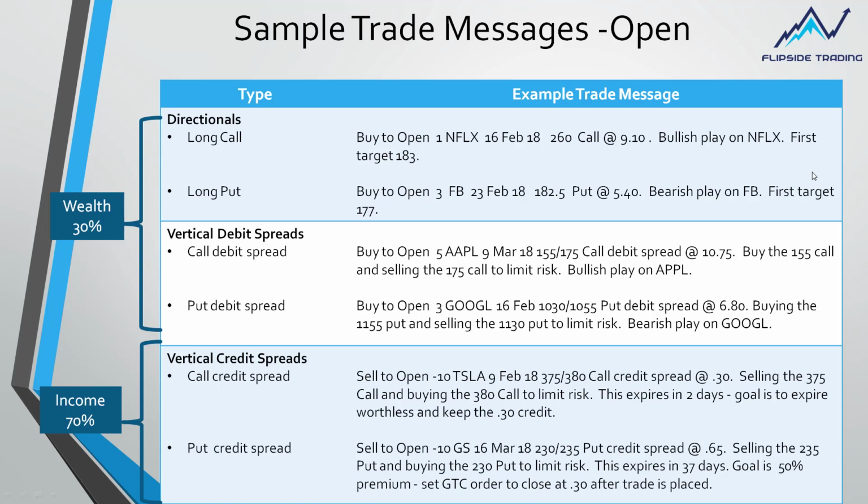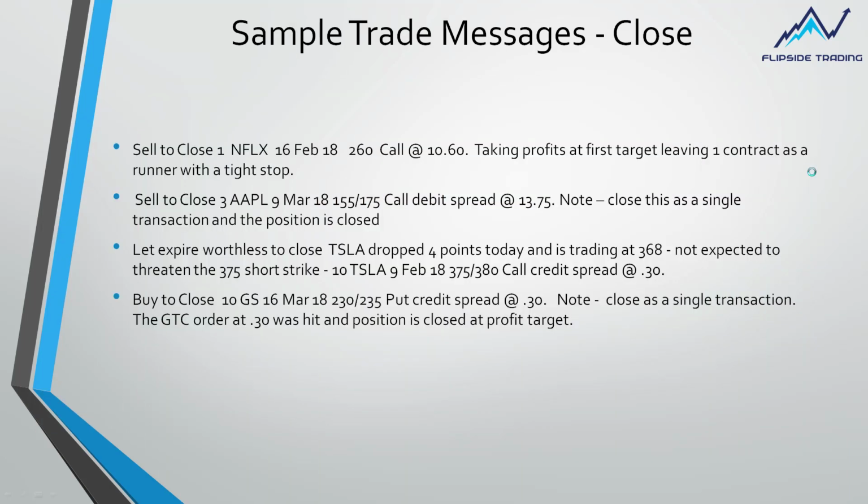All right. Besides opening trades, you also have to close them. So it's going to be roughly the same type of thing, right? It's going to tell you, sell to close, right? It'll give you the same setup as before: how many contracts, the strike, the same as the open. It's going to tell you what the new price will be. Remember, I think we bought this one for like $9.10, so we're going to sell it for $10.60. So we're taking profits, okay?